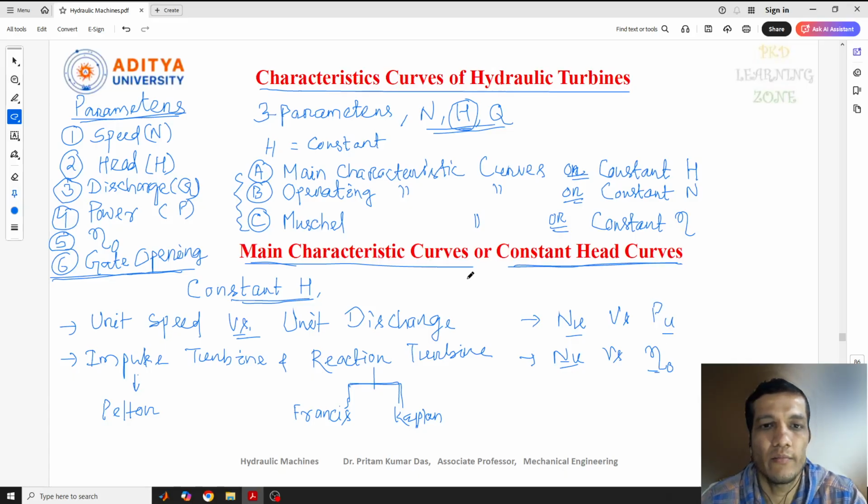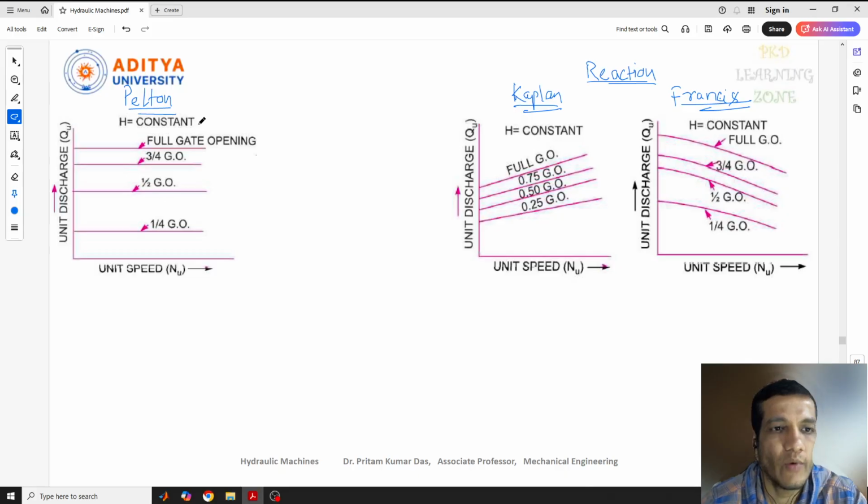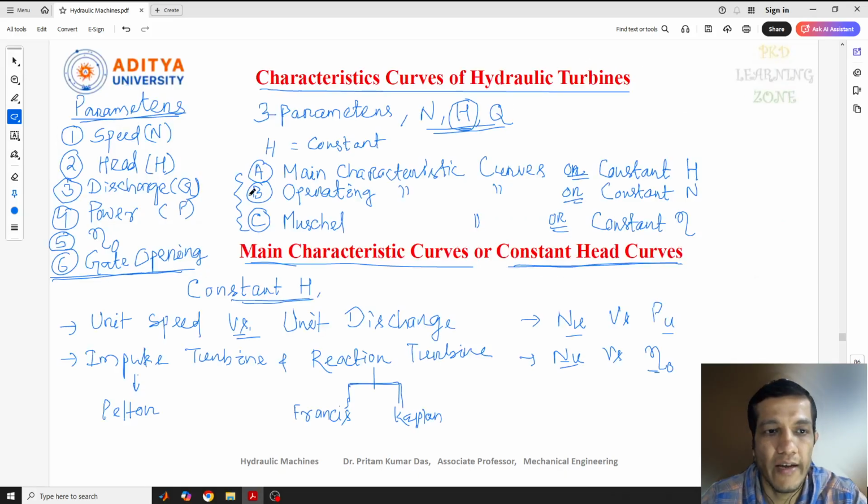I'll show you the diagram that I have taken here. That diagram shows one for the Pelton turbine, and another for the reaction turbine. In the reaction turbine, I have taken two things, as I told you: one is for Kaplan, another one is for Francis. First, keep in mind that we have taken 6 parameters: speed, head, discharge, power, efficiency, and gate opening.